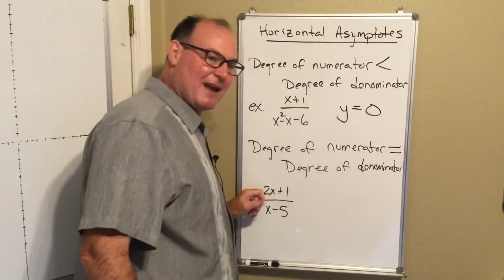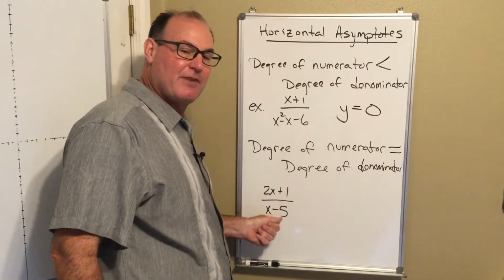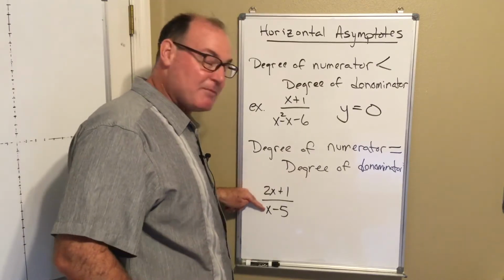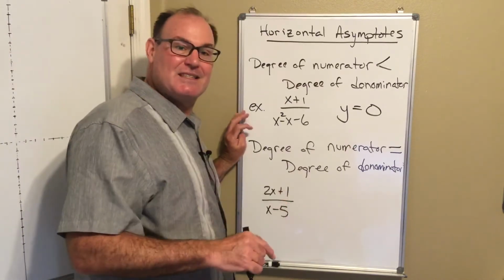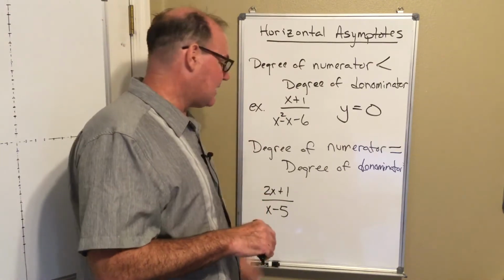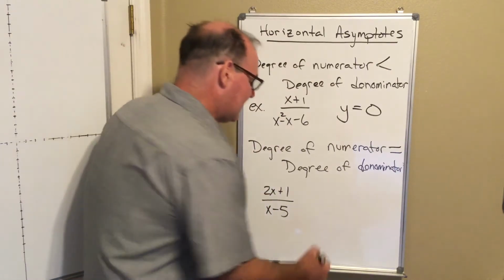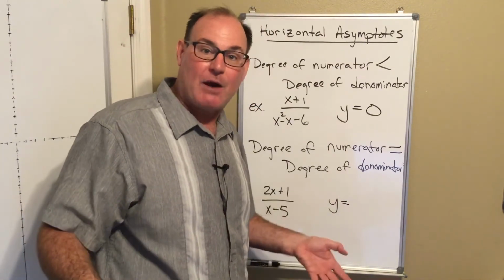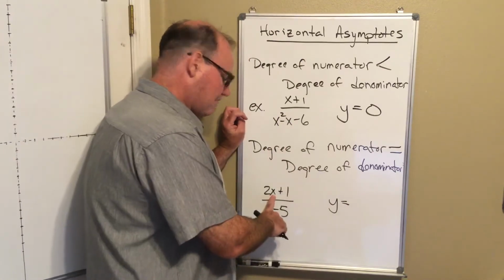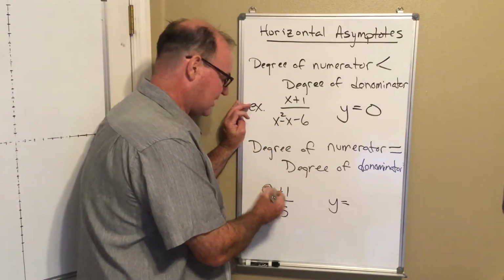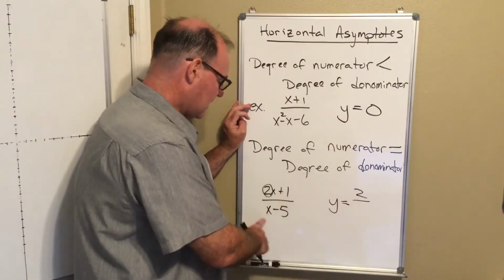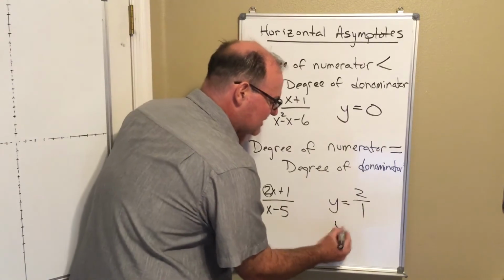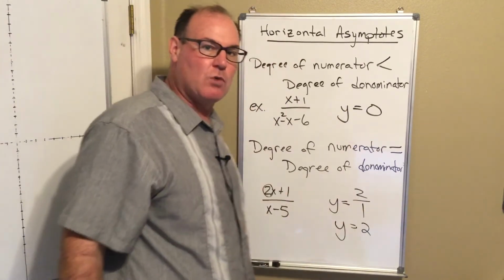Like this example, I have 2x plus 1 over x minus 5. The degree of the top is 1. The highest power is x to the first. And the same thing in the bottom, x to the first. When that is the situation, the way that you find the horizontal asymptote is it is the ratio of the coefficients in front of the highest power term. So what I mean is, here's my x to the first. The coefficient is 2, so the numerator is 2. Here is my x to the first. The coefficient is 1, so 1. So that means the horizontal asymptote here would be 2 over 1.